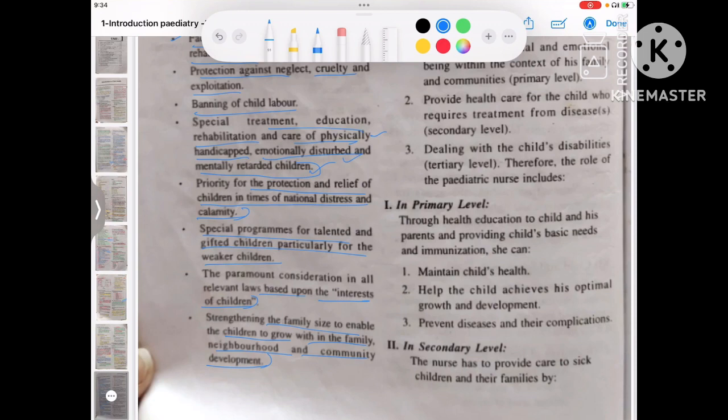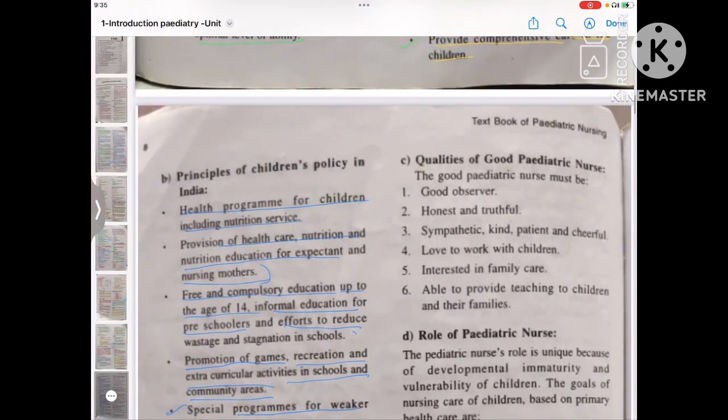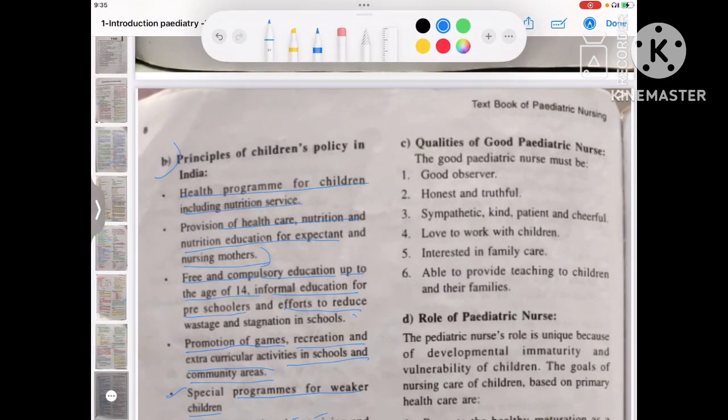If they have done any good thing, if they passed an exam or won any prize, we should, as family members, appreciate them and give value to them. This will help the children to grow and achieve more. That is growing within family, neighborhood, and community development. The children will have courage and feel proud to achieve something more than what they like. These are all the principles of the children policy in India.